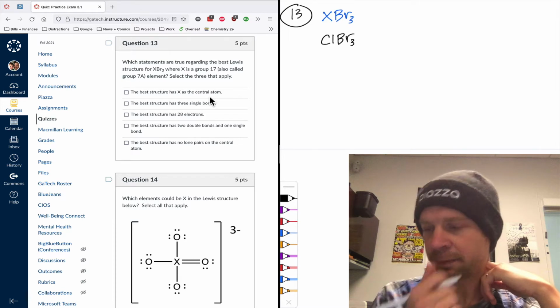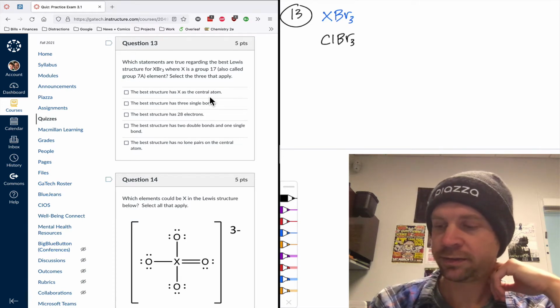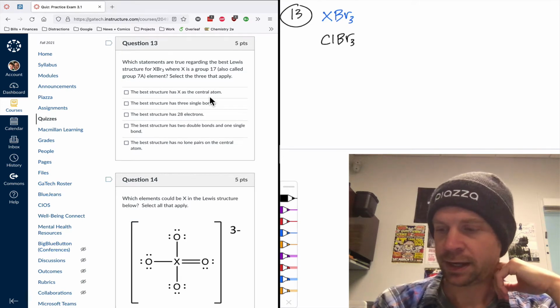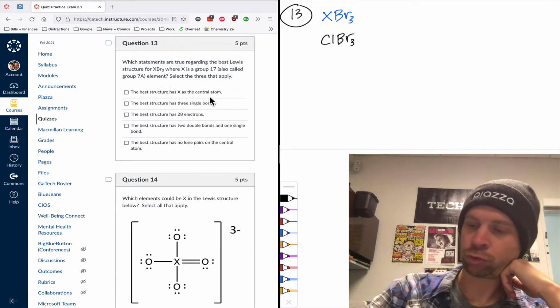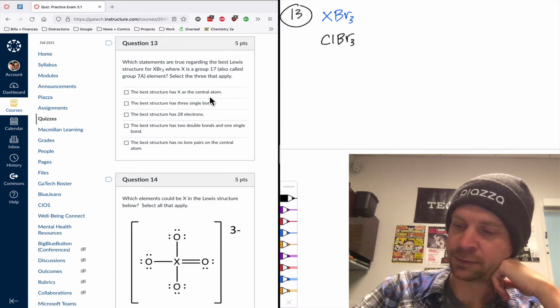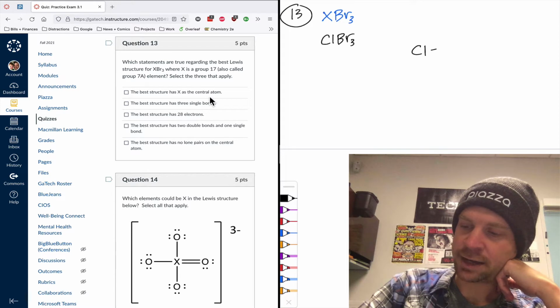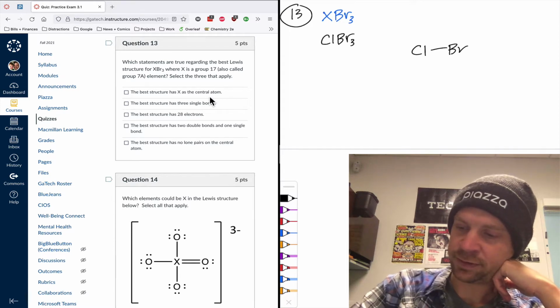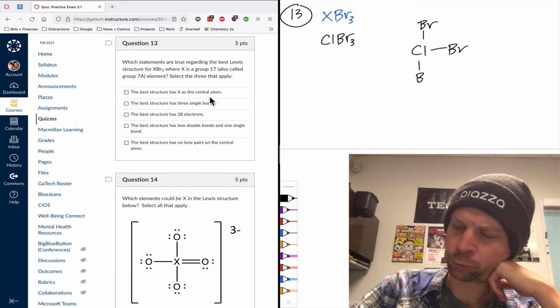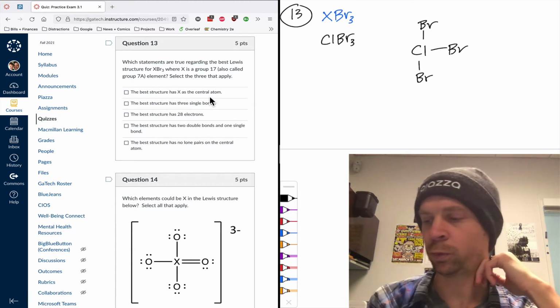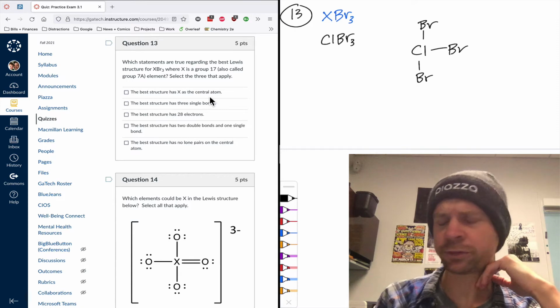So now let's think about a Lewis structure for this. ClBr3 is going to have chlorine at the center and bromine around the outside. And I know that because this is going to lead to the most sensible formal charges and arrangements of electrons when we're done. So it's going to look something like this.